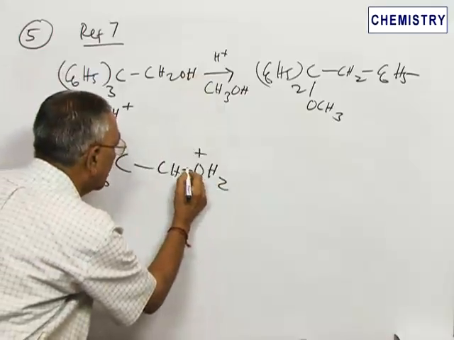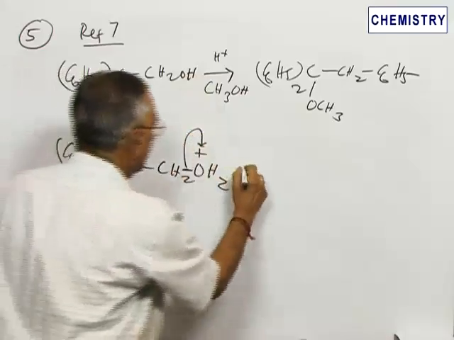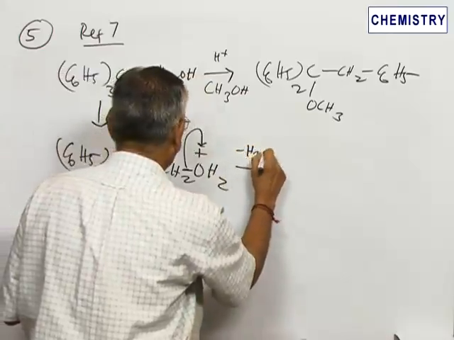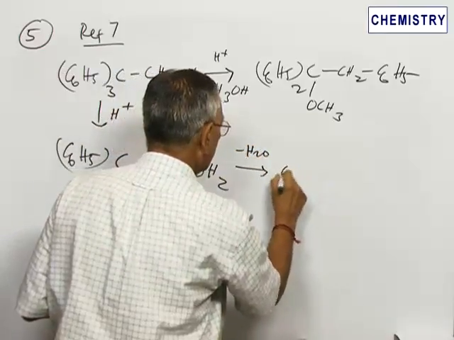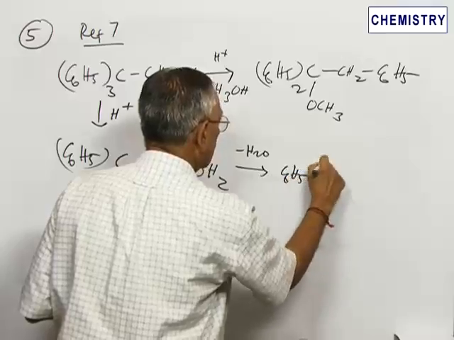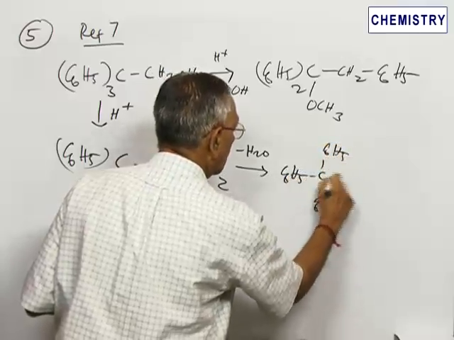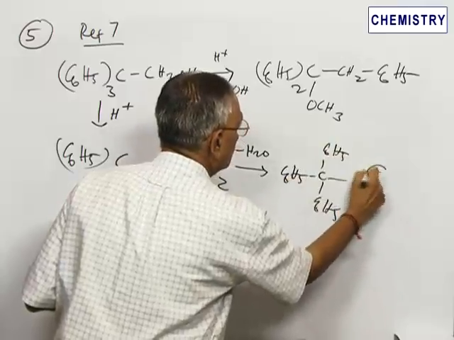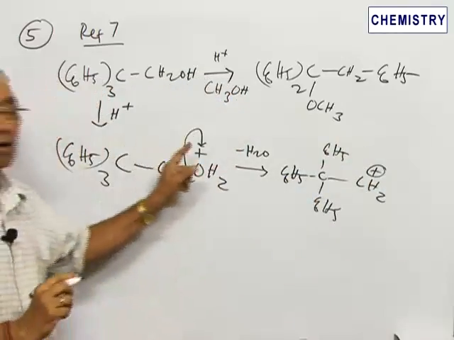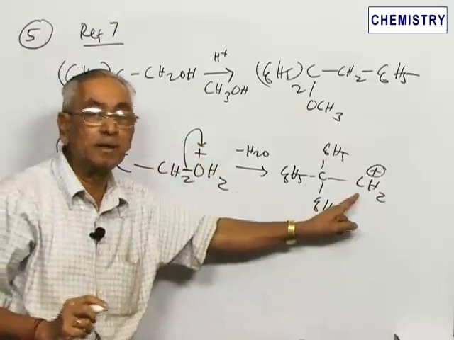Now we have a bond here. That bond gets broken, so we have the loss of a water molecule. So what we get will be (C6H5)3C. I am writing it separately so that one of the groups is going to migrate. We have this cation, and we all know that among the cations, this primary cation is less stable.